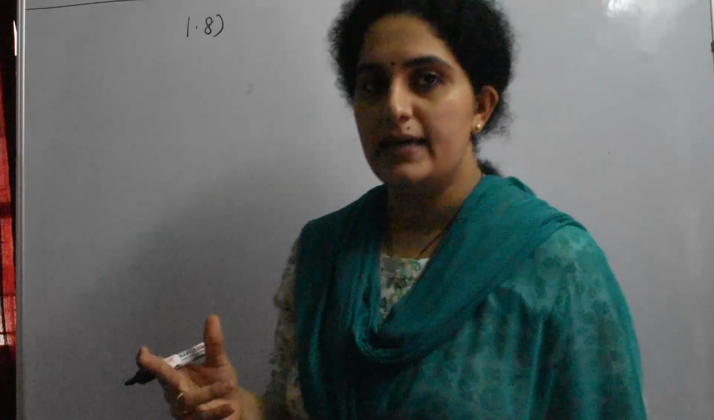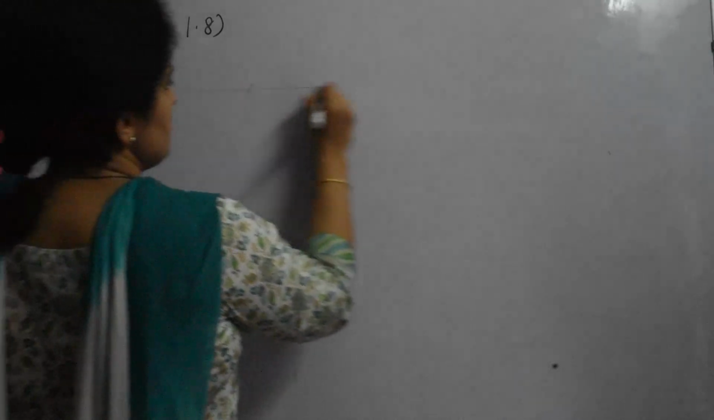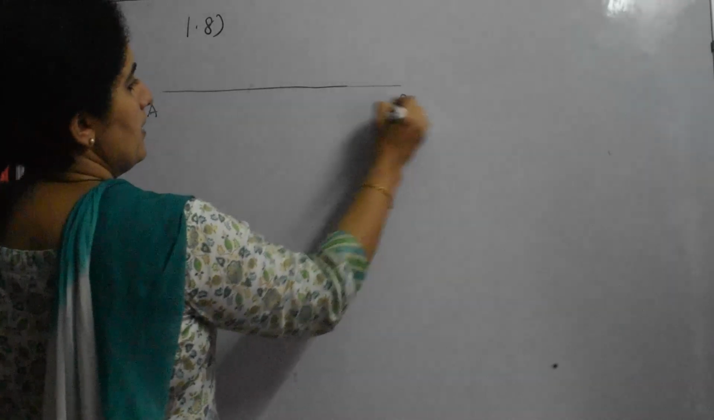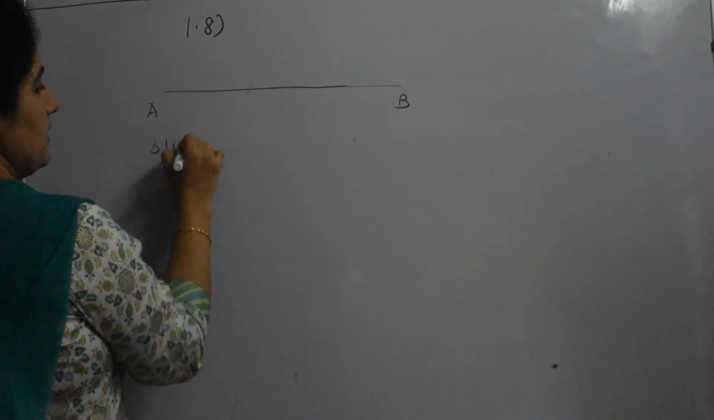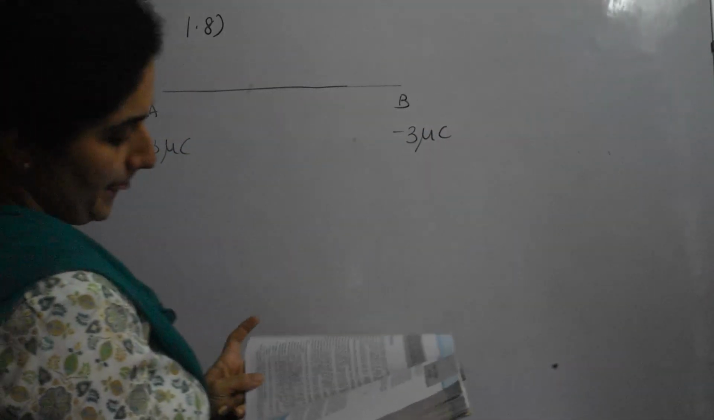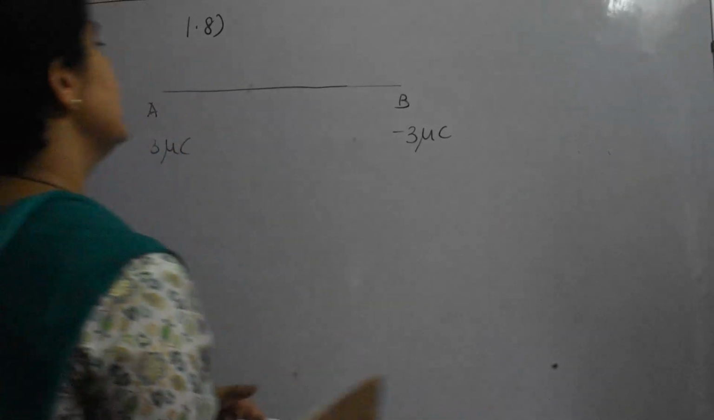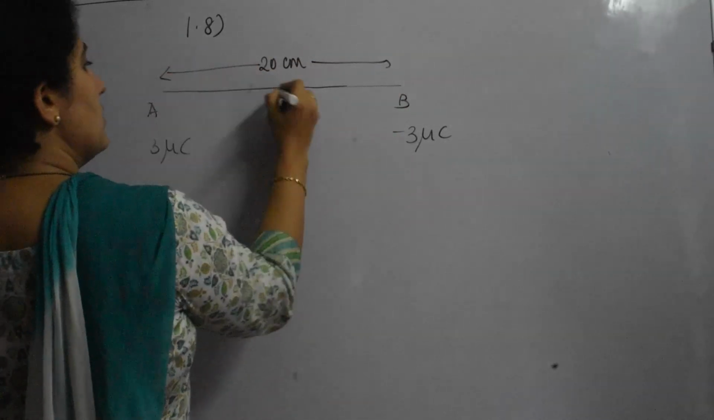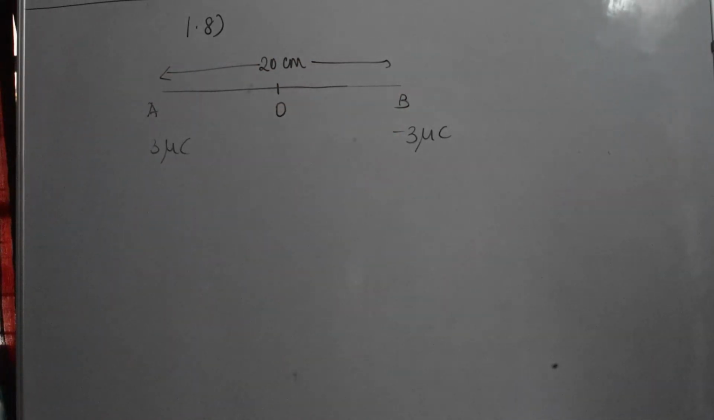So if you have that line AB, where you take A as +3 microcoulomb and B as -3 microcoulomb, what do you have at the midpoint? Suppose I have it like this: A as +3 microcoulomb and B as -3 microcoulomb. Am I right? Yes, +3 and -3, and the distance is 20 centimeters. What is the electric field at this point O?